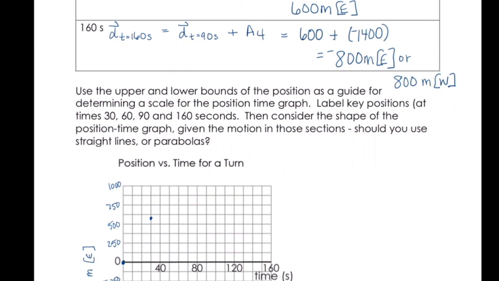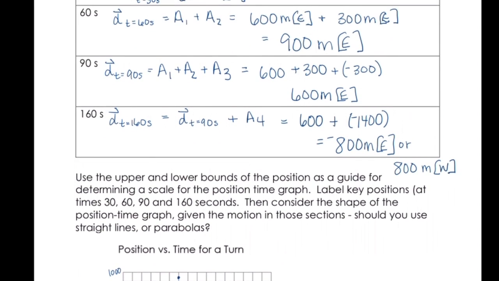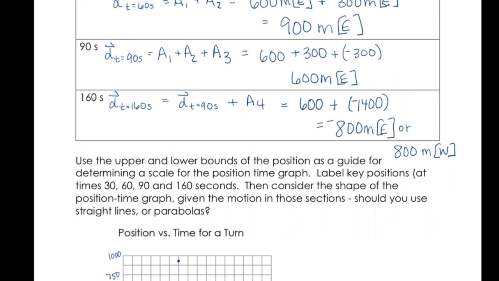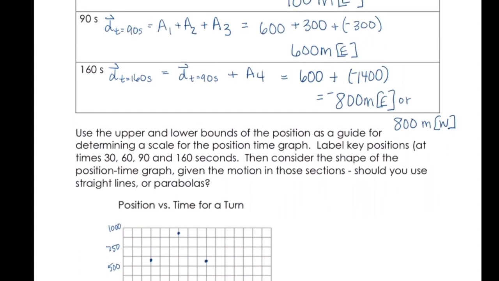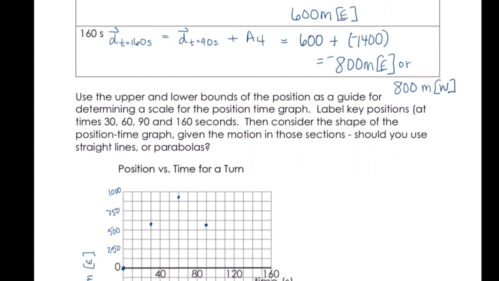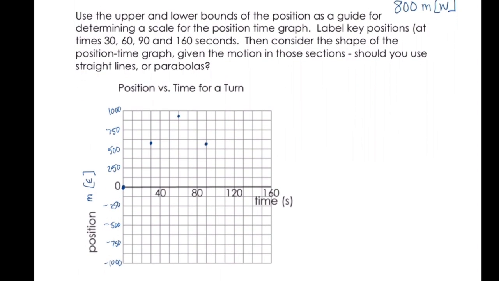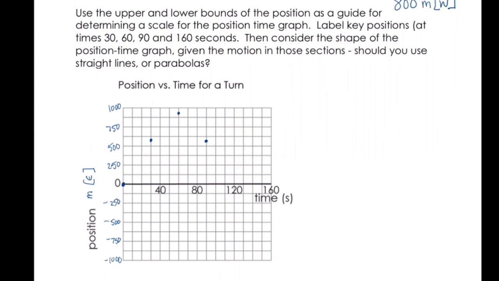So at 60 seconds, we were at 900, so about there. Okay, and then at time 90, we were at 600 again. So time 90, 600. Okay, and then for time 160, we were at negative 800. So negative 800, so just past the 750.